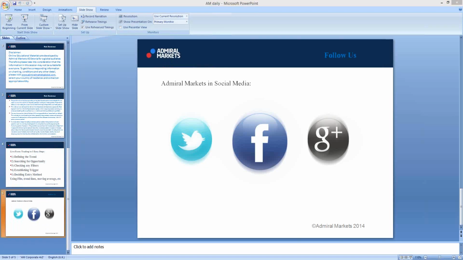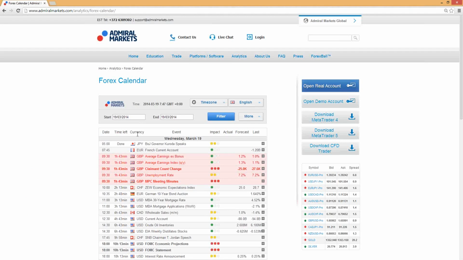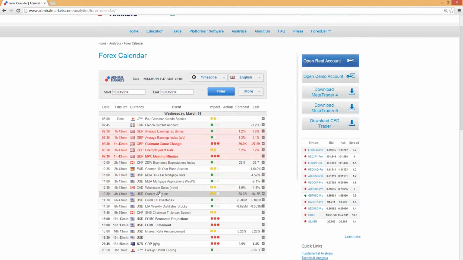And with that said, let's head over quickly to this calendar to see if there's anything going on. Yes, we have the pound claimant count change and meeting minutes. So that's a biggie for the pound. No trading on the pound for myself, at least. Then we have, of course, a very, very biggie, the dollar FOMC statement, economic projections, and a press conference. And, of course, it's interest rate announcement, but that should stay the same.